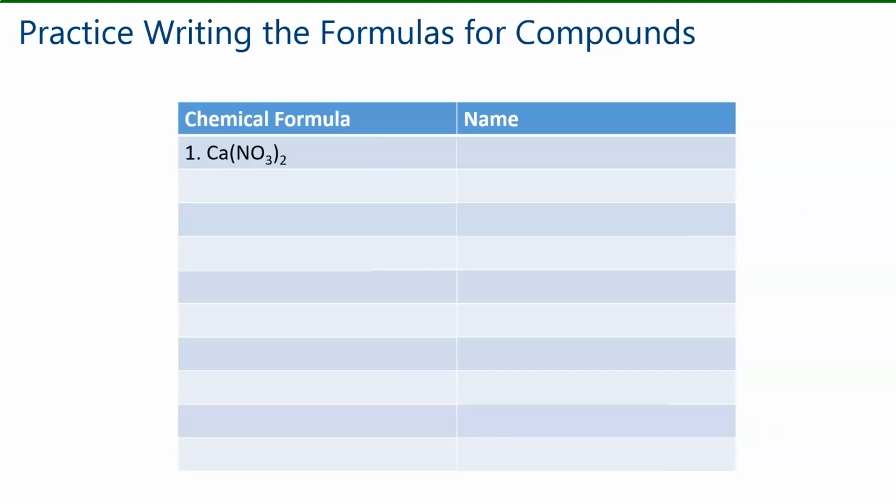Here's our first example. We have Ca and in brackets NO3 with a subscript 2. So you're going to name the cation, look up your polyatomic ion on the table of common polyatomic ions, and then put those together. And the name of this compound is calcium nitrate. Our next example is AgCH3COO. Follow the same steps, name your cation, and then look up your polyatomic ion on the table. The name of this compound is silver acetate.